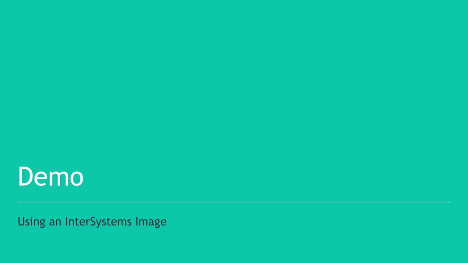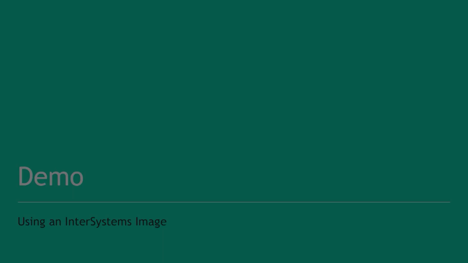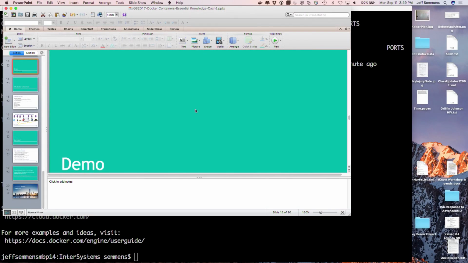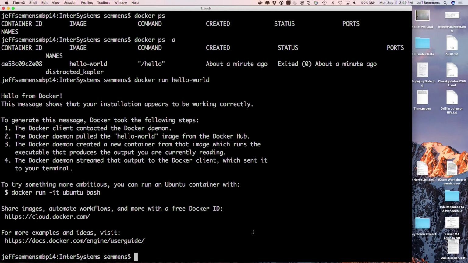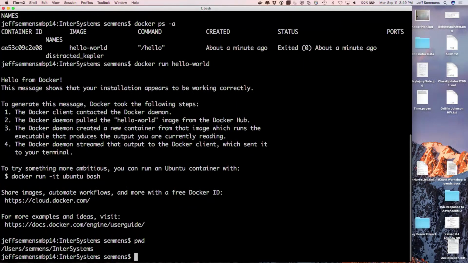All right, let's get into another demo. What I'm going to do is just create an image real quick with the InterSystems Iris stuff. And I have my hello world. Let's see, what directory am I on? I need to switch directories.